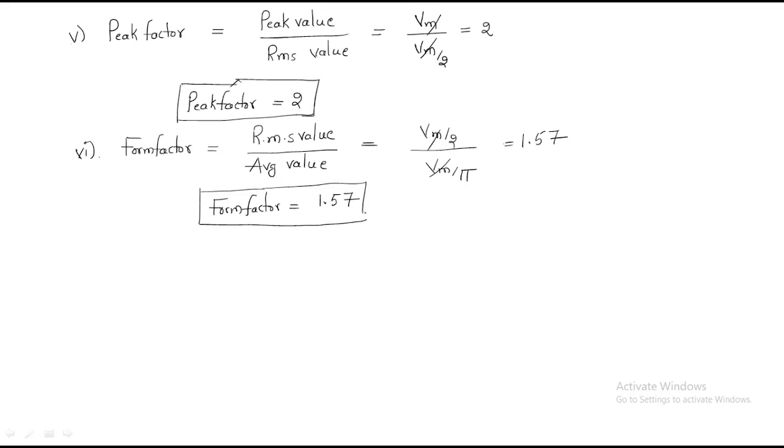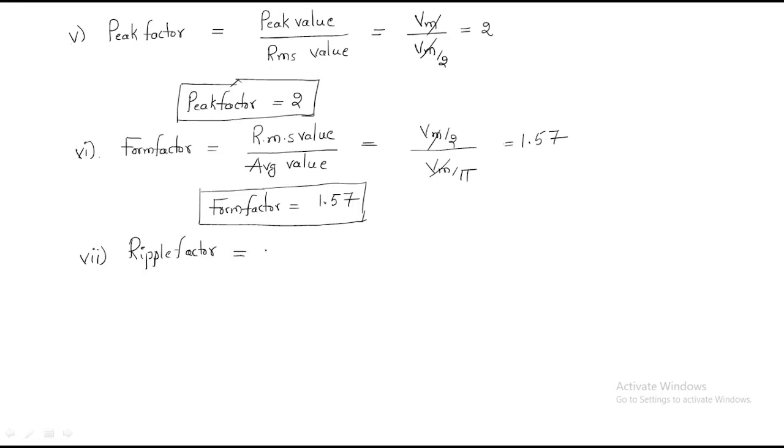What is the need of these factors? They are very useful to design a rectifier. By considering all these factors, we can design any circuit. The next factor is the ripple factor. From the name itself, it gives the information of the ripple: how much ripple the output consists of.